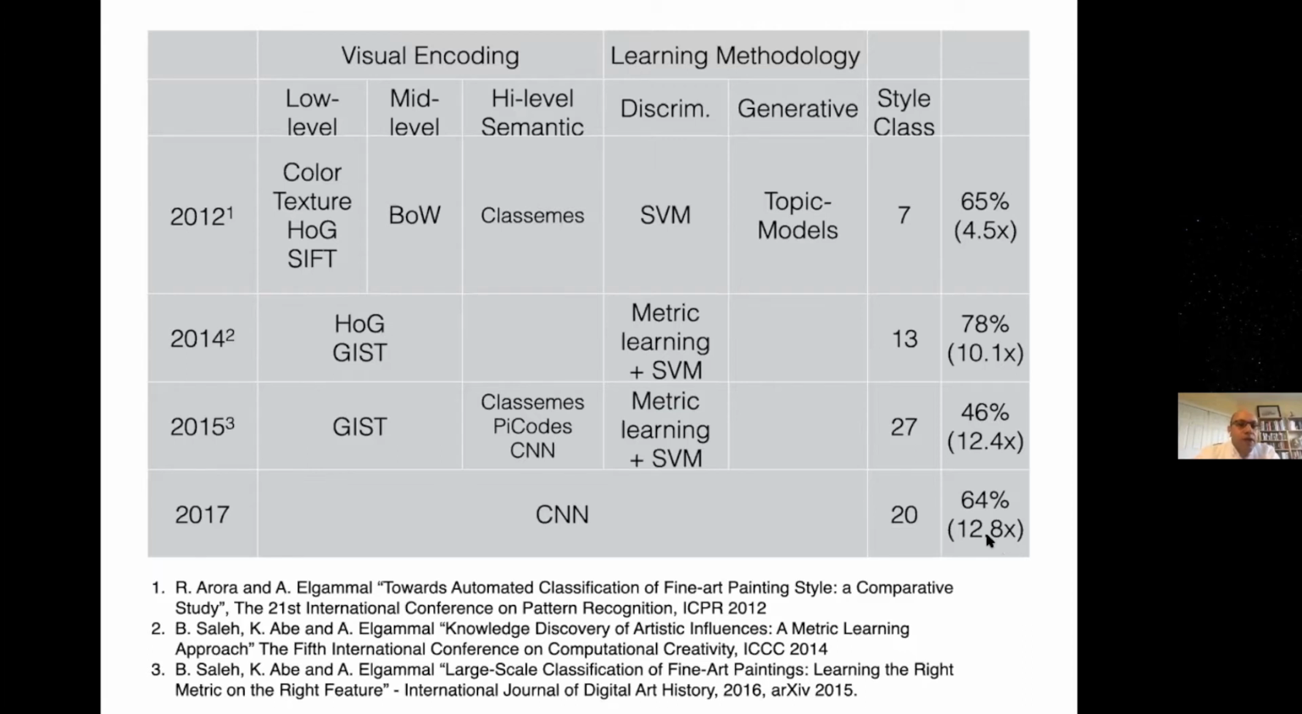All right, so we do style classification. The machine can classify style at the level of maybe a first-year art history student. If you give it an artwork, it can tell you this is Cubism, this is Impressionism, this is Renaissance. Good, the machine can do that.